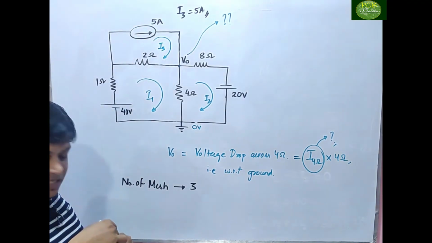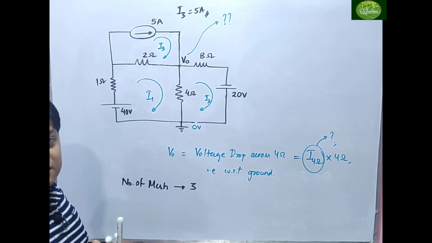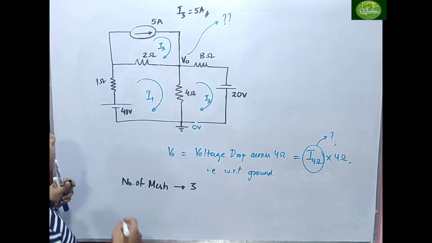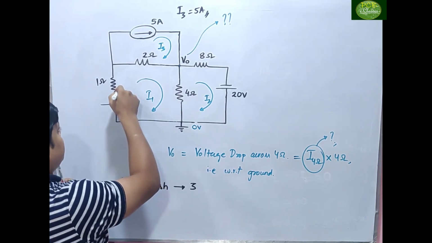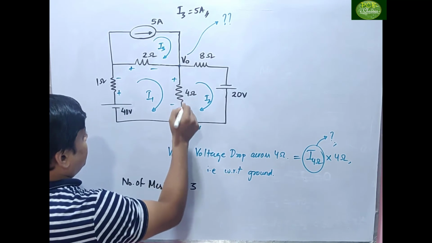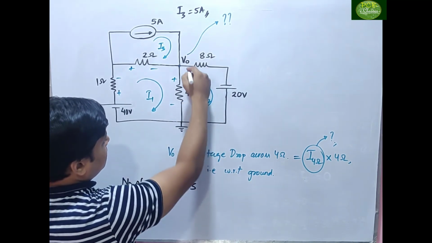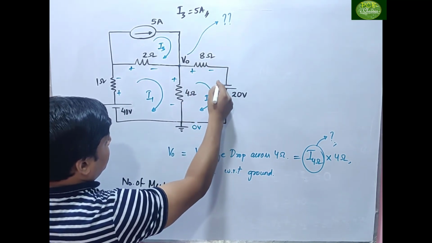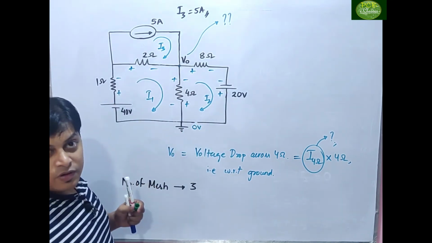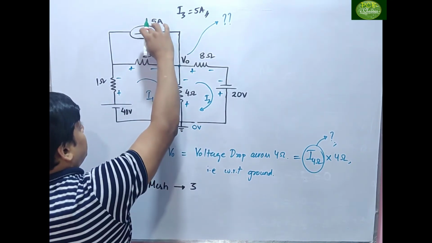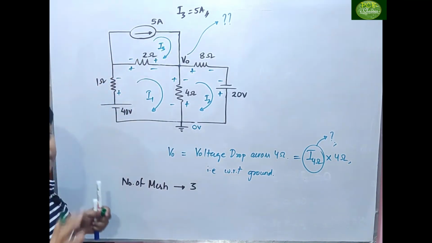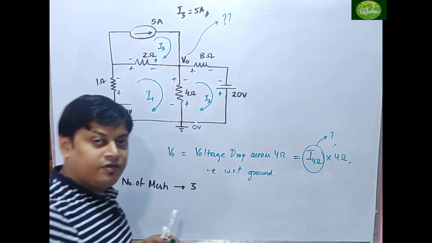Now with respect to the mesh currents, let us give the polarity of the resistors. So current enters here positive, negative, positive, negative, positive, negative. Similarly, I2 enters here positive, negative, negative, positive. Here it is positive, negative. Polarity I have given. Here this I3 enters in the 2 ohm positive, negative. Fine.